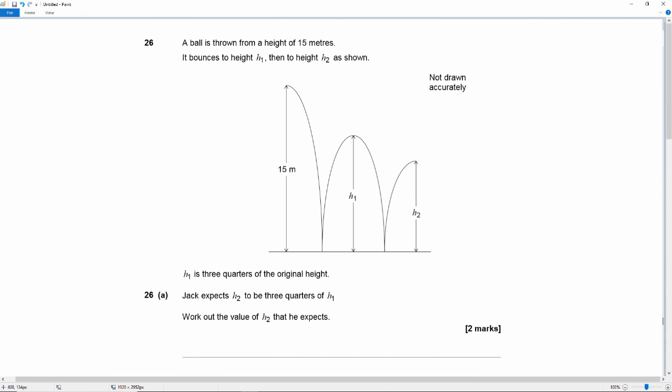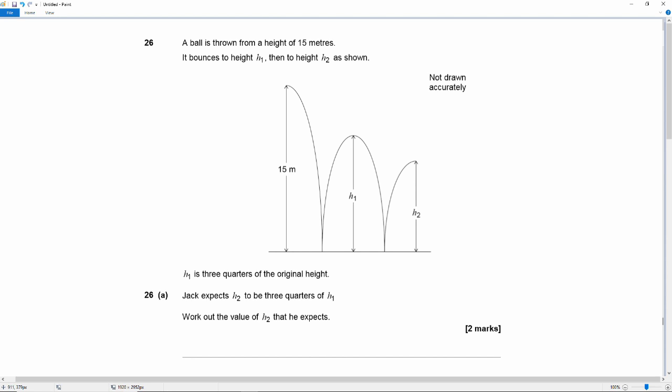And we pick it up in question 26, which reads, a ball is thrown from a height of 15 meters. It bounces to a height h1, then to height h2 as shown. h1 is 3/4 of the original height. 26a says Jack expects h2 to be 3/4 of h1. Work out the value of h2 that he expects.